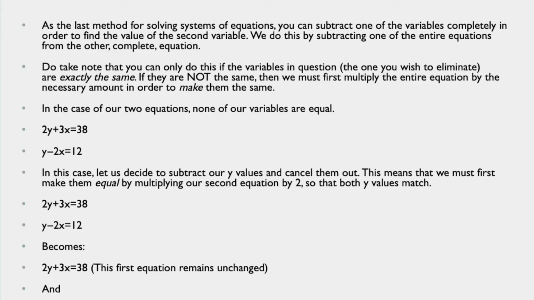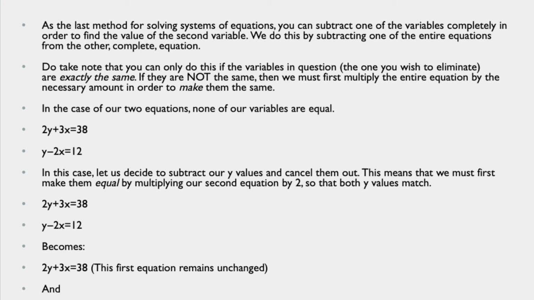As the last method for solving systems of equations, you can subtract one of the variables completely in order to find the value of the second variable. We do this by subtracting one of the entire equations from the other. Do take note that you can only do this if the variables, the one you wish to eliminate, are exactly the same. If they are not the same, we have to multiply the entire equation by the necessary amount in order to make them the same.